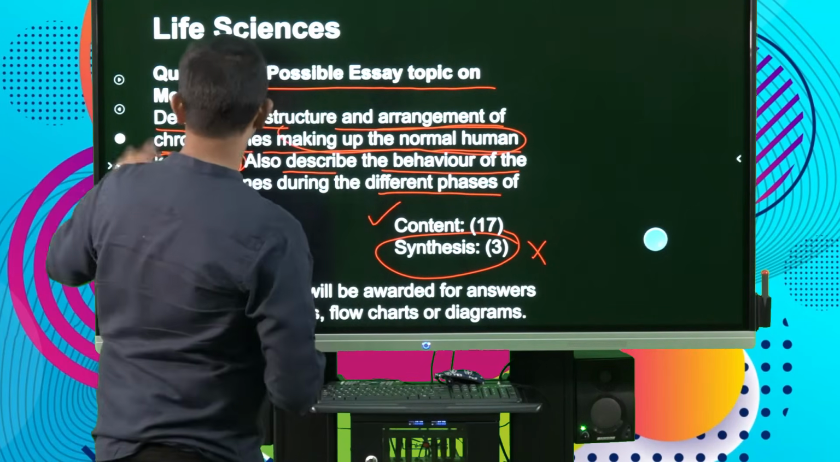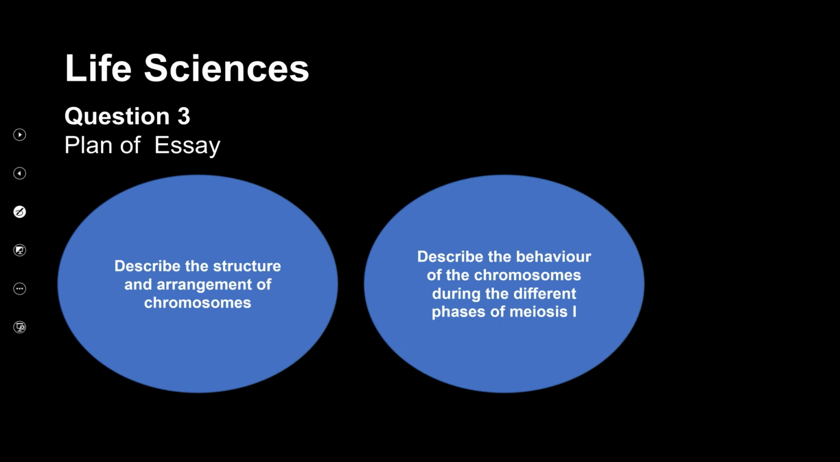So let's look at what the planning of this essay looks like. When unpacking the question, we recognize that there are two parts to the question. The first part requires you to describe the structure and arrangement of chromosomes in a karyotype.